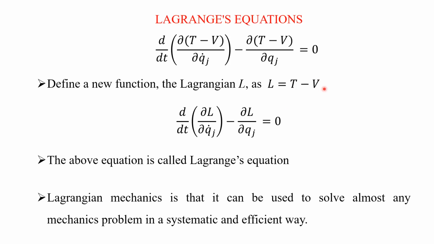That is, we are dealing with infinitesimally small displacements, so it has its own significance. That is the difference between kinetic energy and potential energy. If both are the same, then it is almost under equilibrium condition. So finally, we arrived at this expression. The above equation is called the Lagrange equation. The advantage of Lagrange mechanics is that it can be used to solve almost any mechanics problem in a systematic and efficient way.